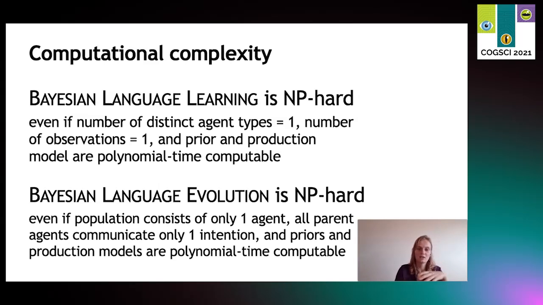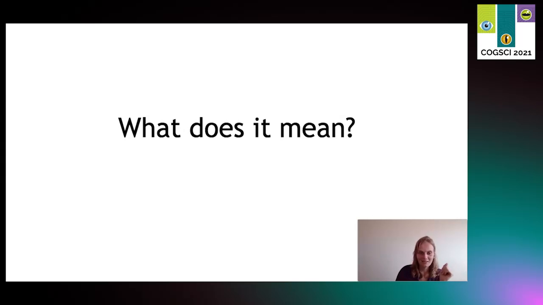Similarly, we can constrain the input domain of Bayesian language evolution such that the population consists of only one agent, and all parent agents only communicate one intention. And again, the prior and the production model are polynomial time computable, and even then, Bayesian language evolution is still intractable. Now, what does this mean?